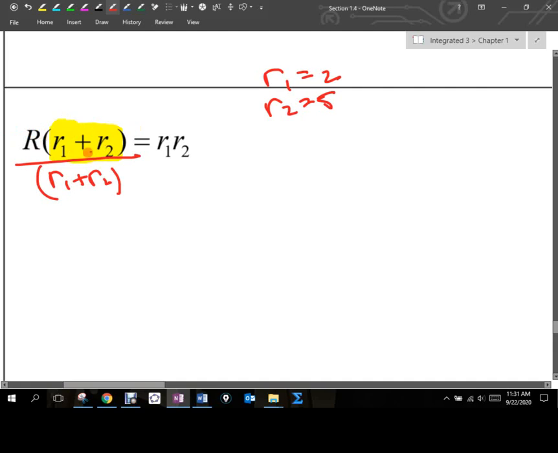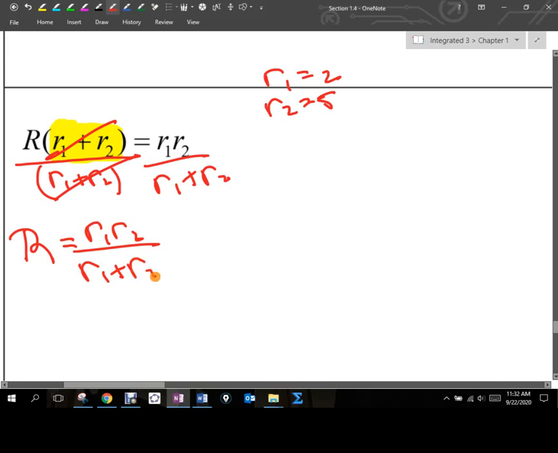But in this case, because I don't know what numbers actually make that sum up, I'm just going to divide by the way it's written, R1 plus R2. Those will cancel. Come over here and do the same thing, R1 plus R2. So I get capital R is equal to R1 R2 divided by R1 plus R2.